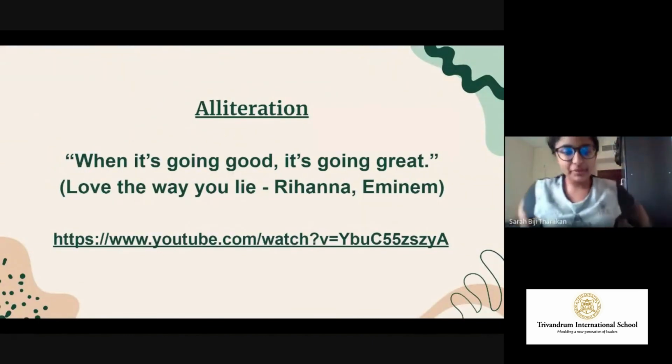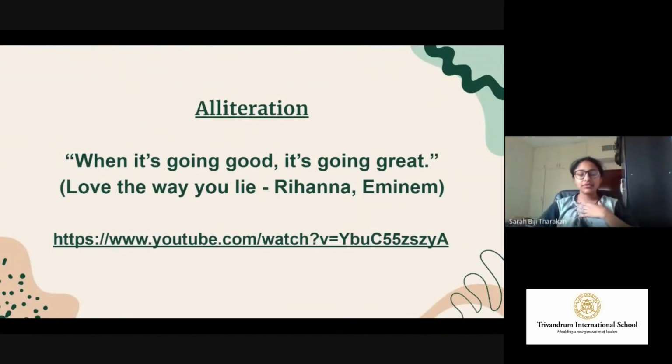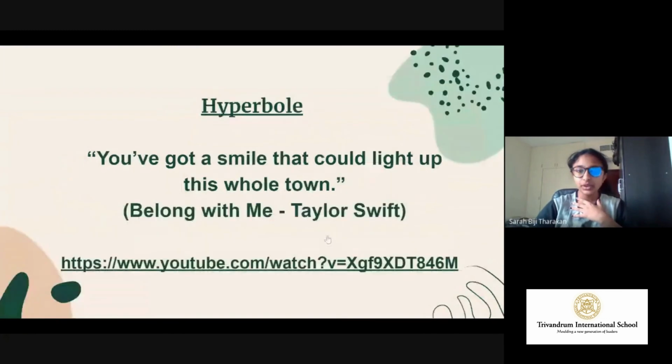For my 2 songs, my first song is "Love the Way You Lie" by Rihanna and Eminem. "When It's Going Good, It's Going Great" is a verse from Eminem's rap in the song. He's talking about his relationship, and how sometimes there are bad parts, but there are also good parts, and that's why they're a great team. Here it's an example of alliteration because there's repetition of the G sounds in "going good" and "going great."